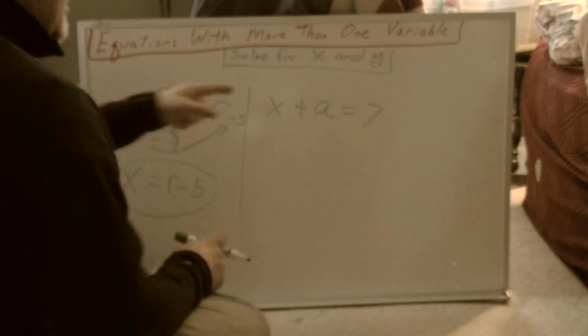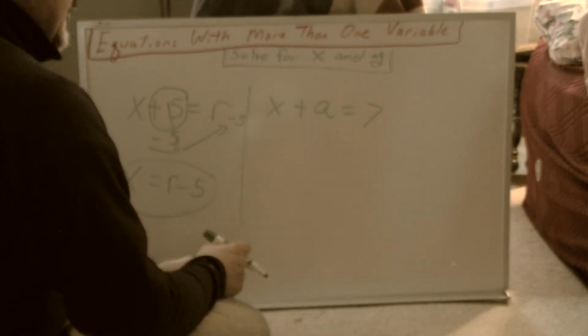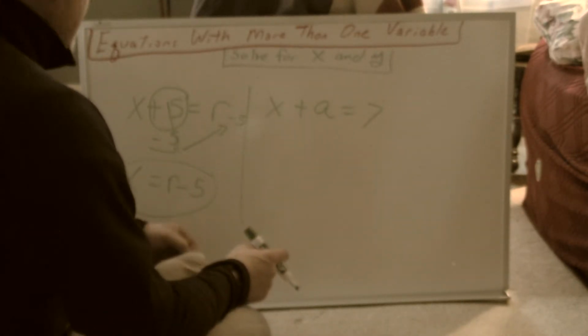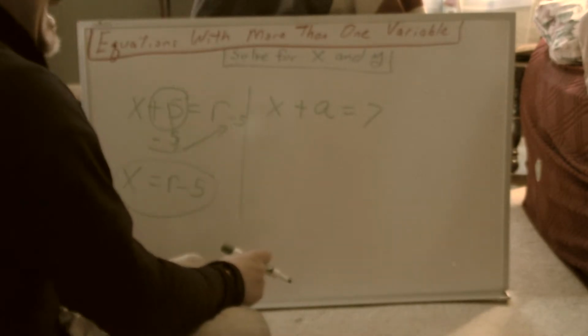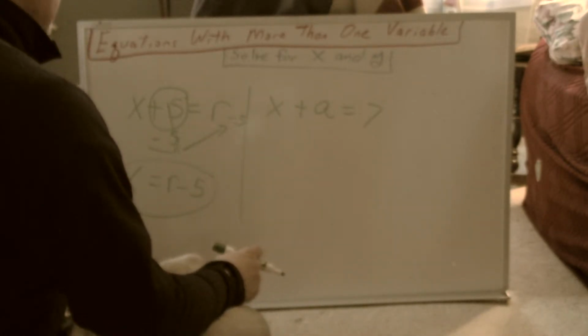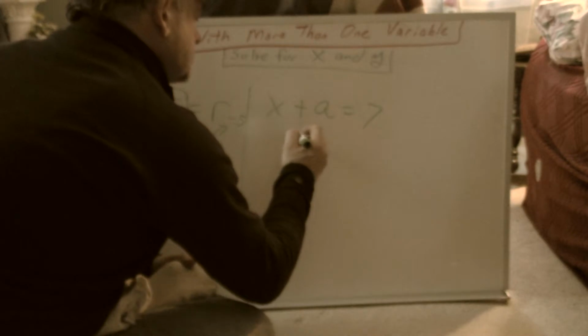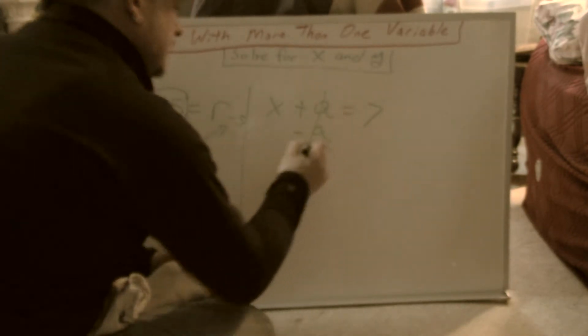So x plus a equals 7. My job is to isolate x. All right, how do I do it? I have to move the a out of the way. How do I move that a? Opposite inverse. Minus a, cross it out.